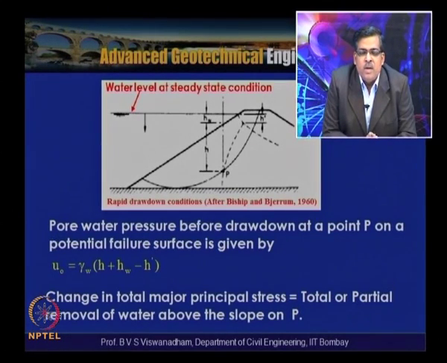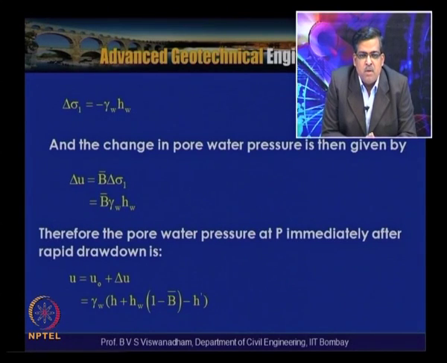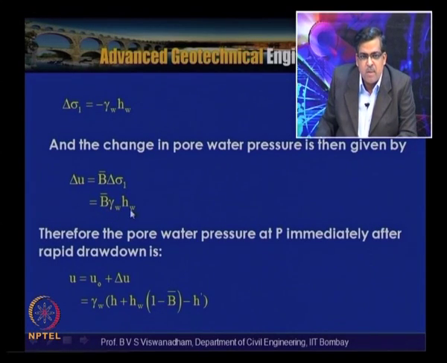That means that any net change in the total stress, which is the major principal stress sigma 1, delta sigma 1, is equal to minus gamma W HW. At the end of the change in water pressure, this delta U is actually minus B dash delta sigma dash, which is written as minus B dash gamma W HW. So for delta sigma 1, this is equal to delta U.